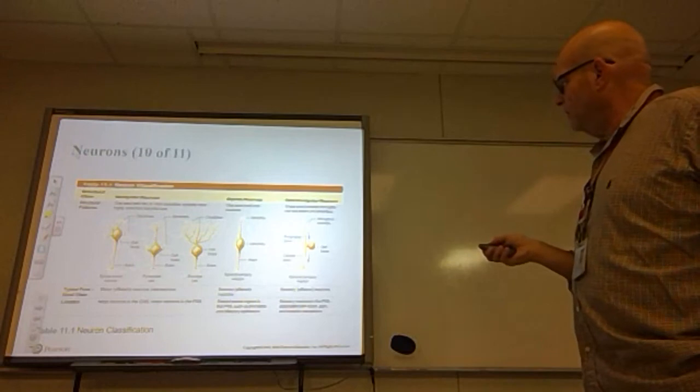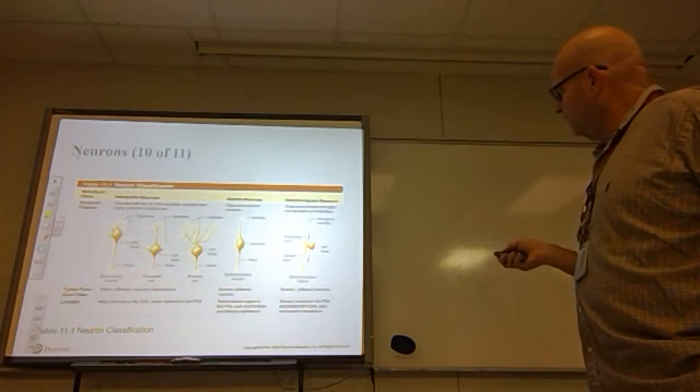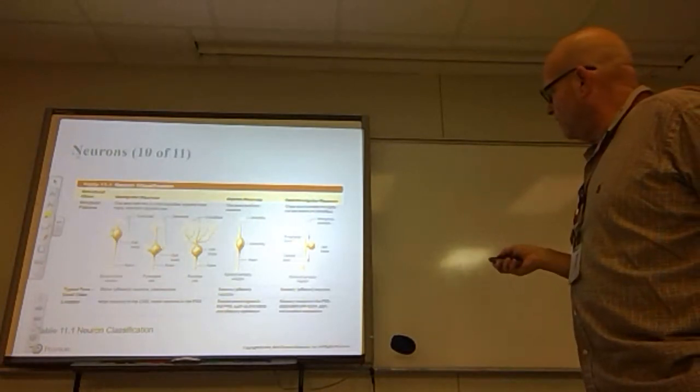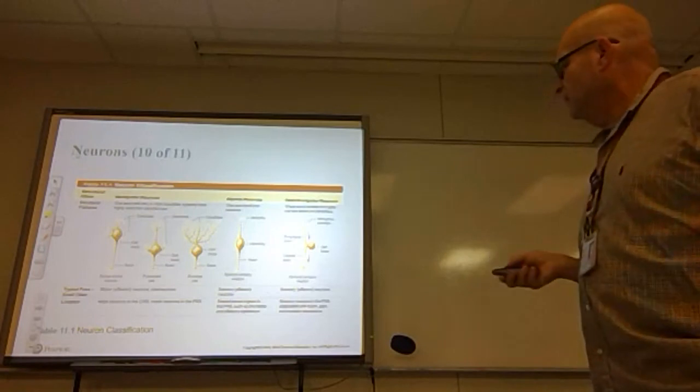You have one axon and one dendrite. And then here you have the pseudo-unipolar. Here's the cell body. This is the axon. You have the peripheral axon and the central axon going to the peripheral nerves, going to the central nervous system.